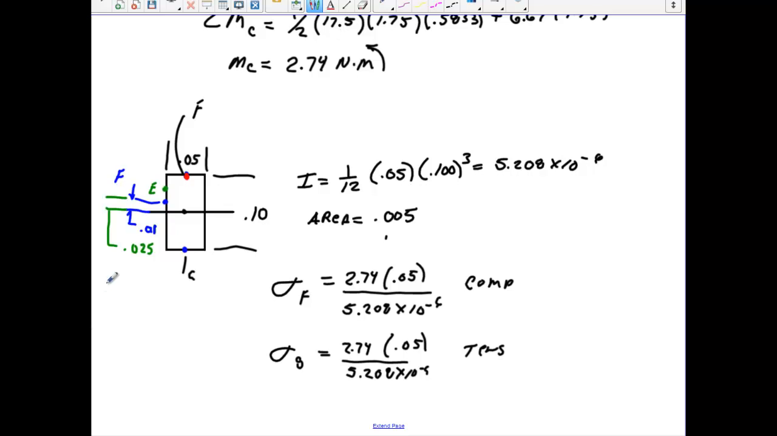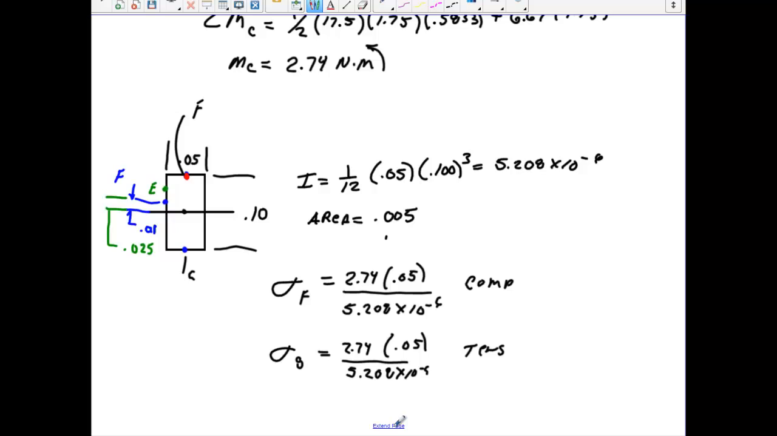Now, if for some strange reason on the test they want to know what the stress would be at this point, all you're going to do is take the 0.05 out and put in 0.01. If I want to find out what the stress at E is, which is 0.025, I just take the 0.05 out and put the 0.025 in.